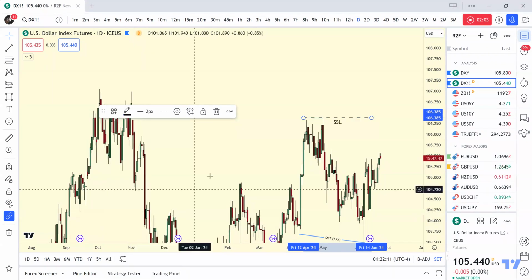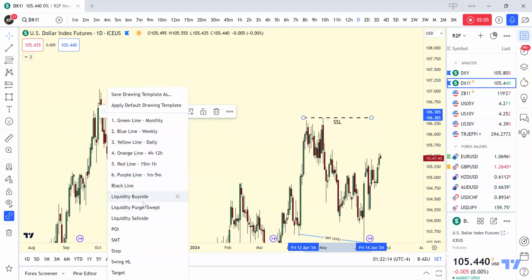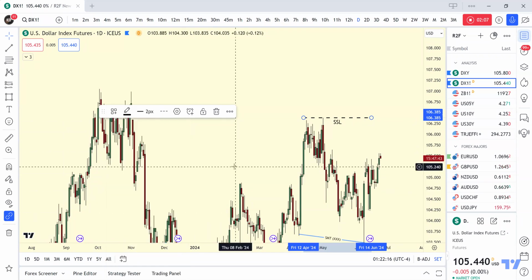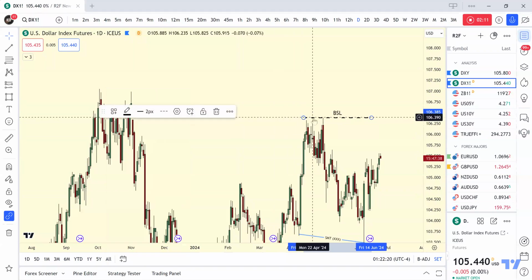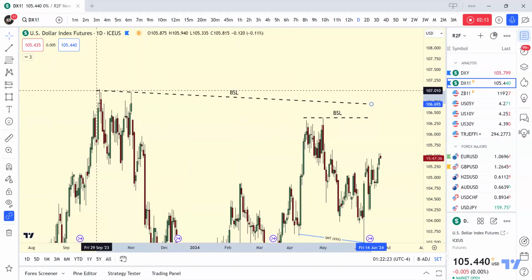Sell side liquidity. No, this is buy side liquidity. No, sell side liquidity. What am I... No. Buy side liquidity, sorry. What am I talking about? Not enough sleep last night.